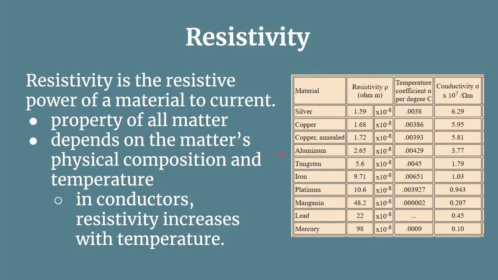Resistivity is a property of a material that determines its natural strength in resisting current flow. Good conductors have low resistivity, however it increases with temperature. Poor conductors, i.e. insulators, have high resistivity. Conductivity is the inverse of resistivity. See that silver has a resistivity of 1.59 times 10 to the negative 8, and a conductivity of 6.9 times 10 to the 7. These two values are inverses.